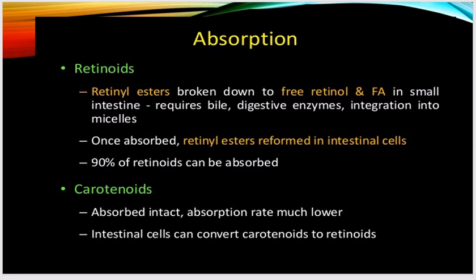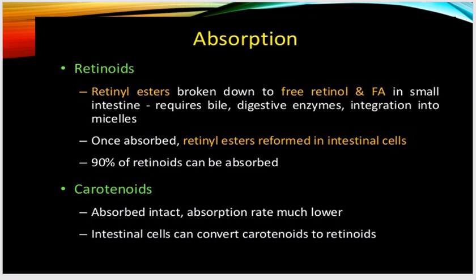Once absorbed, the retinyl esters are reformed in the intestinal cells, and 90% of retinoids can be absorbed. On the other hand, the carotenoids are absorbed intact and the absorption rate is much lower.